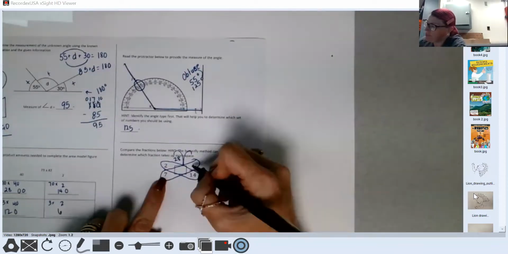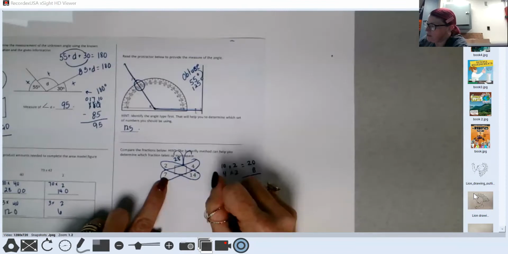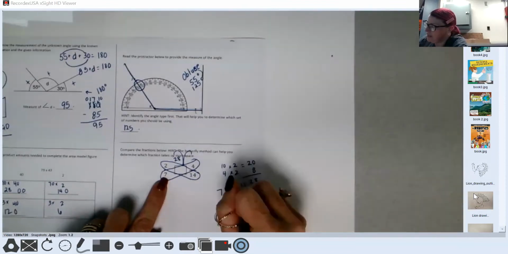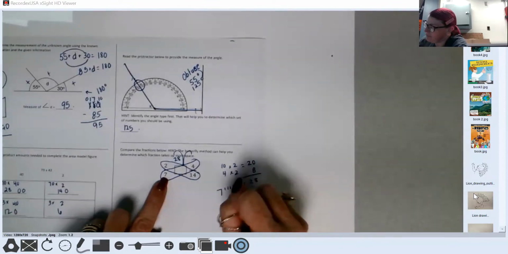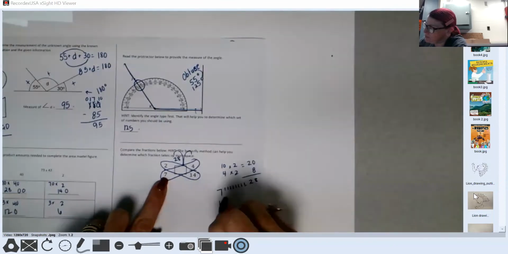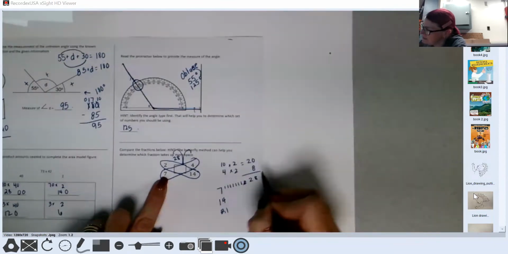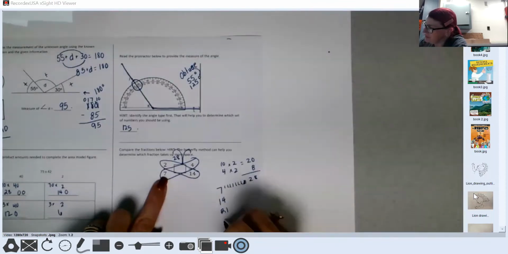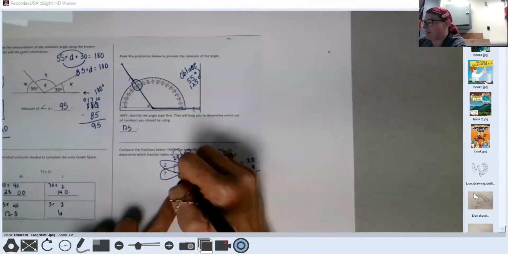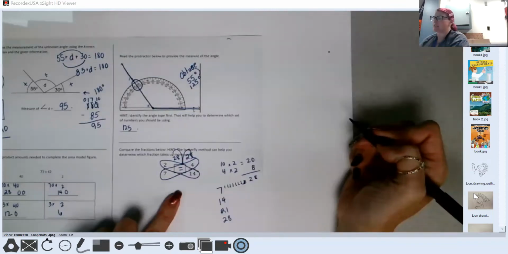And then 7 times 4, counting 1, 2, 3, 4, 5, 6, 7, 8, 9, and so on up to 28. And what I found out is that these two fractions are equivalent.